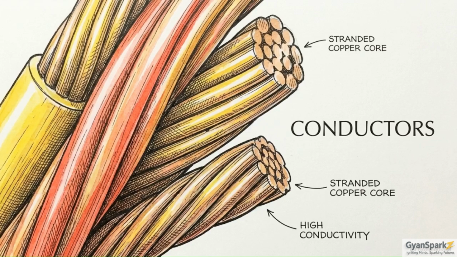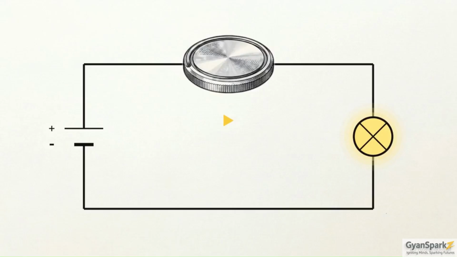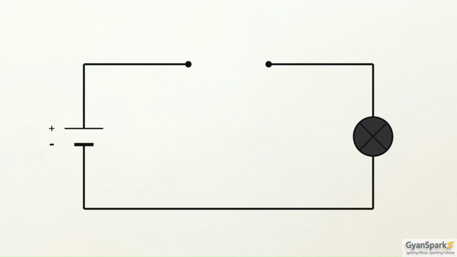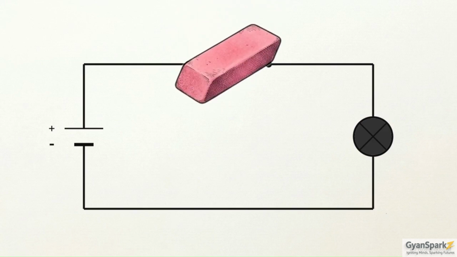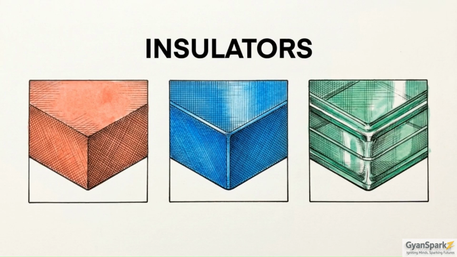Materials that allow electricity to flow easily, like that metal coin or our standard copper wires, are known as electrical conductors. Now watch what happens when we remove the coin and place a rubber eraser in the gap. The flow stops dead and the light goes dark. Materials like rubber, plastic, and glass block the flow of electricity entirely. We classify these materials as insulators.